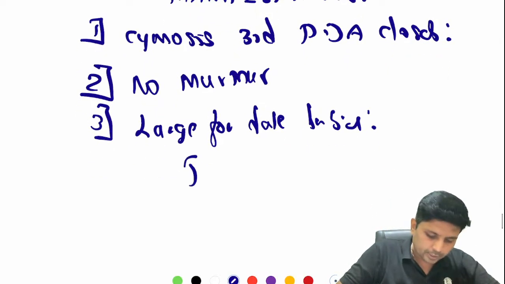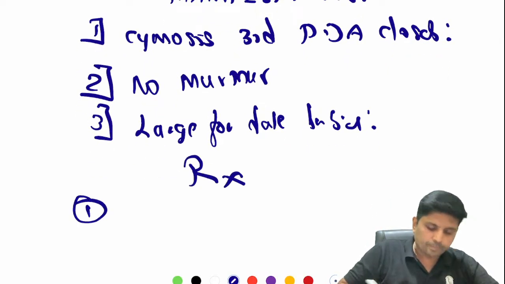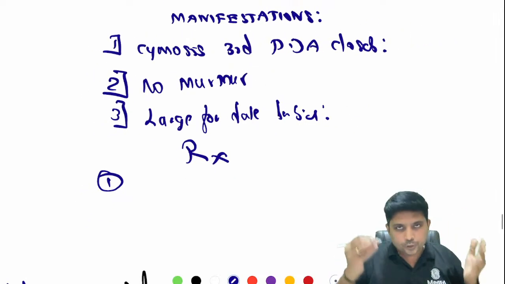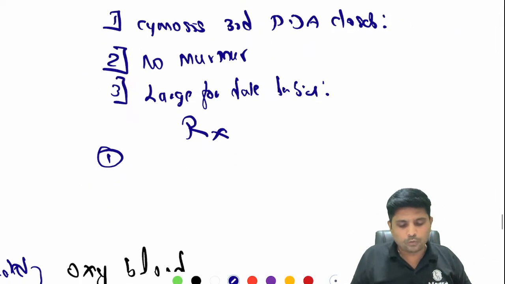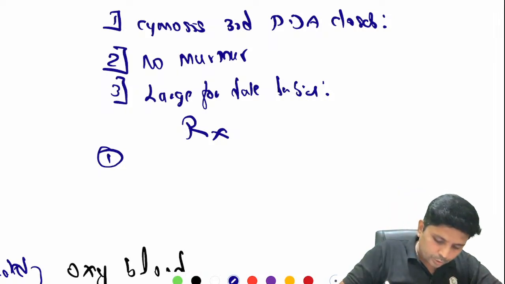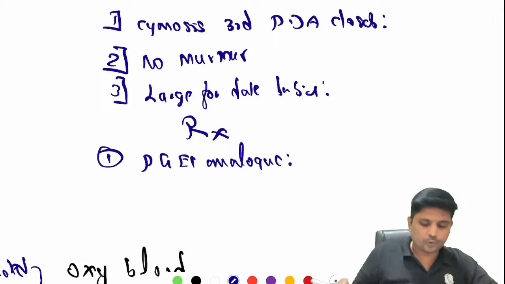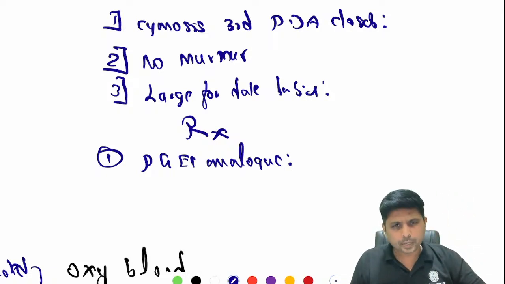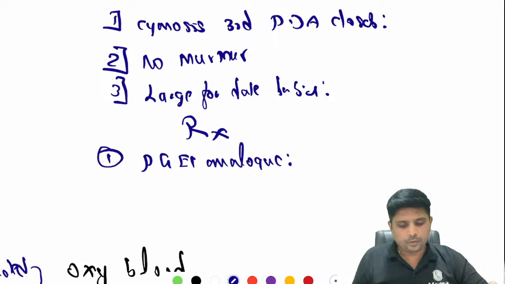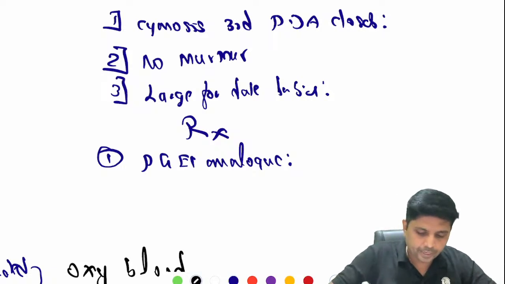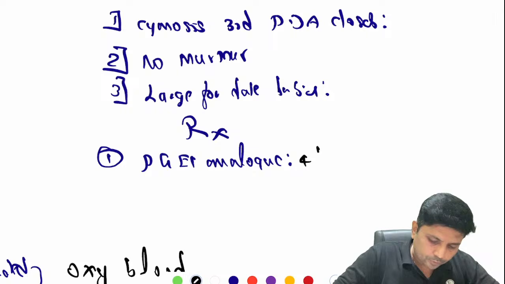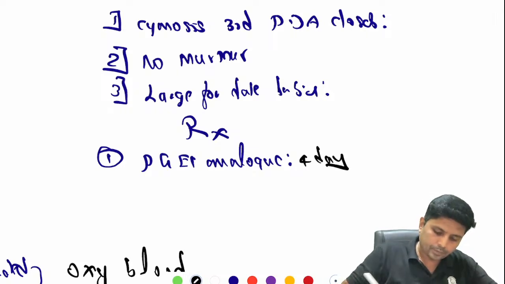So what is the treatment? Step 1. There should be some amount of blood supply across the vessels. So you need to use prostaglandin E1 analog to open the PDA. This is on day 3 or day 4.